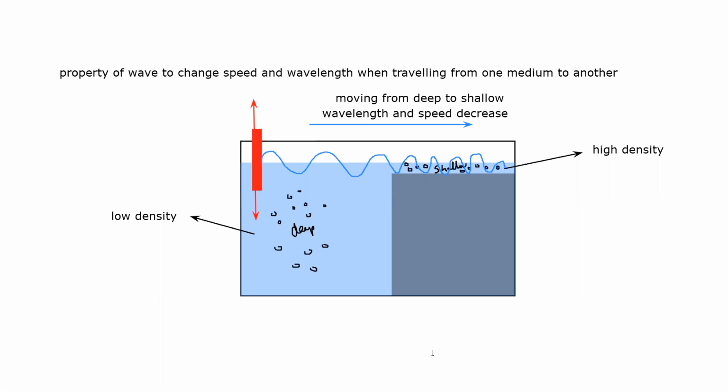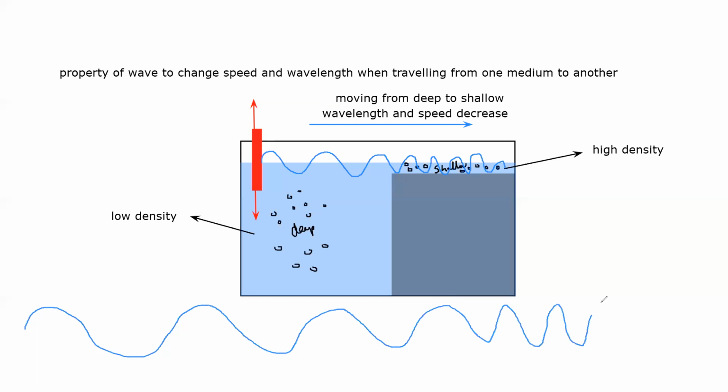You can observe this if you are standing at a seashore, at a coastal area, watching the waves. As the waves approach the shore, when they are far away from you, there is a greater gap between two waves. But as they reach the shore, which is a shallow region, you will observe that the wave fronts come closer to each other. This property of a wave to travel from one medium to another and change its wavelength and speed, we call refraction.